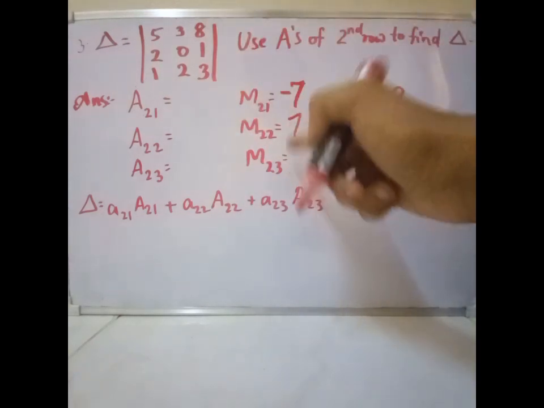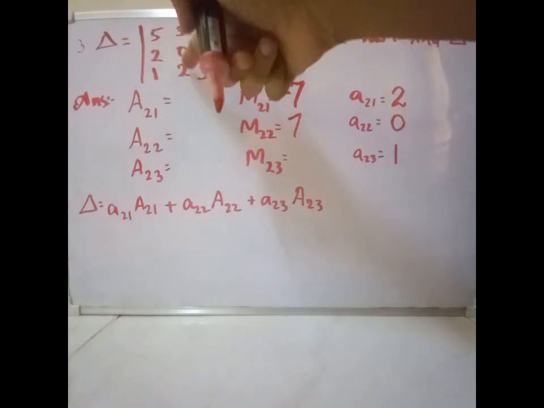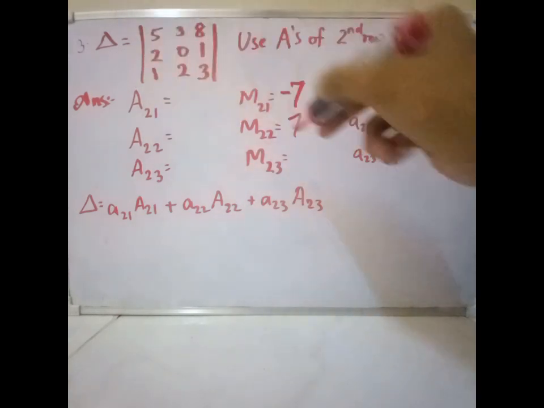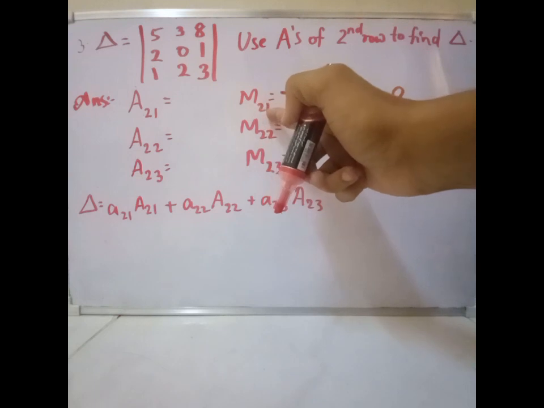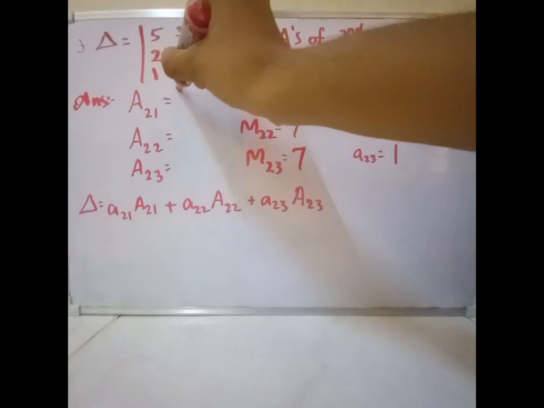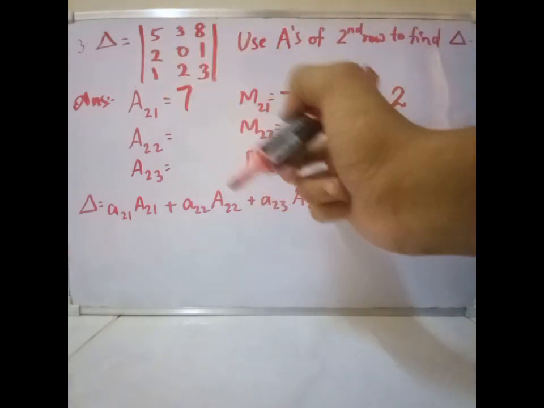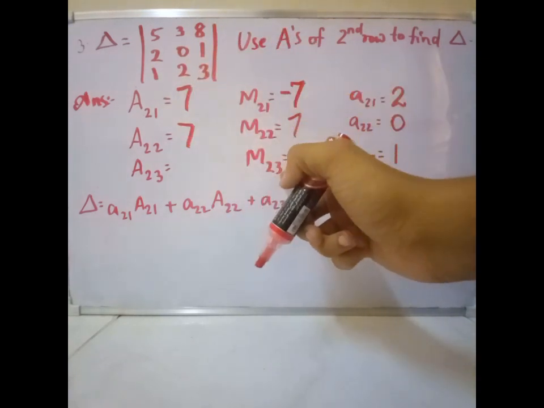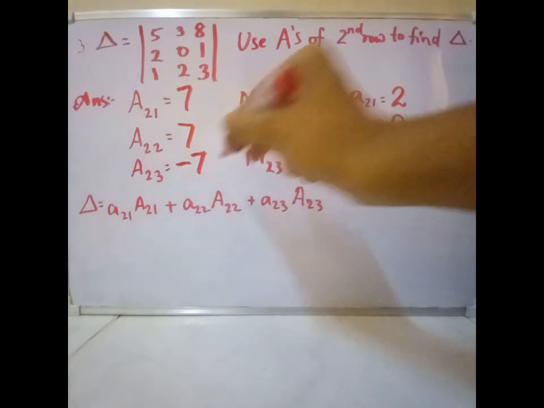Then M23, second row and third column. So 5 into 2 minus 3 into 1. So 10 minus 3 it will be 7. Now what we have to do? 2 plus 1 it's 3, it's odd, so change the sign, it will be plus 7. 2 plus 2 it is even, so write the same, it will be plus 7 itself. 2 plus 3 it's 5, it's an odd number, so change the sign, it will be minus 7.